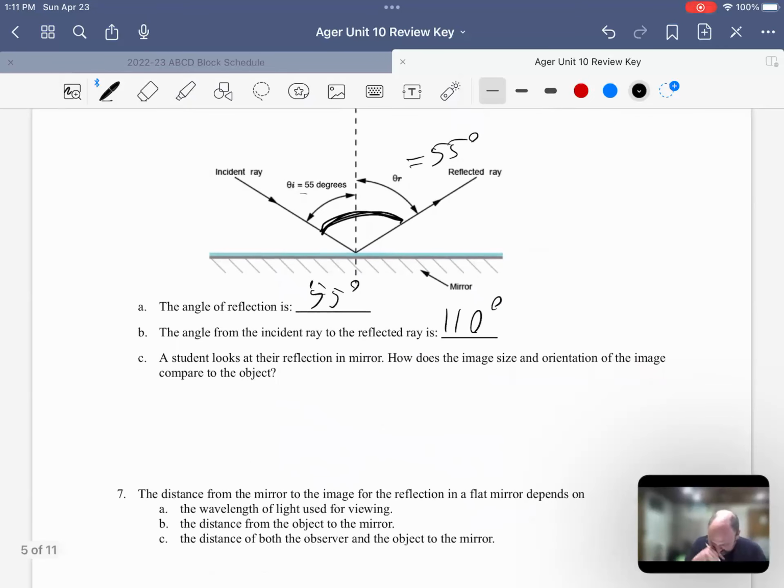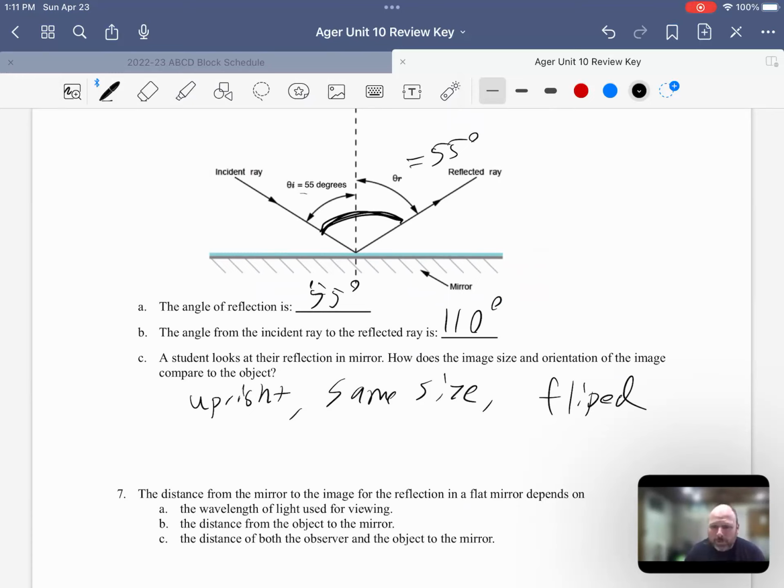And if the student looks at the reflection in the mirror, how does the image size and orientation compare? This is just ideas of images. A lot more on this next unit when we start actually changing the size and orientation of the image here. So in this particular case, they're both upright. So if you're straight up, it'll be straight up, same size, and I guess kind of flipped. But that's just based off how you look at it.